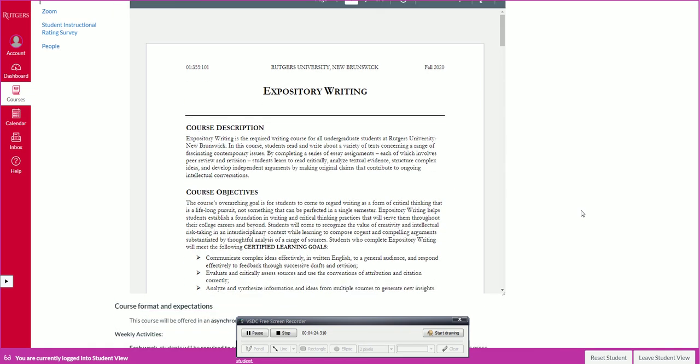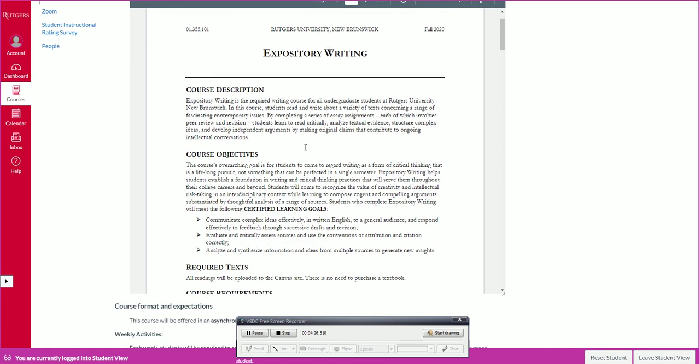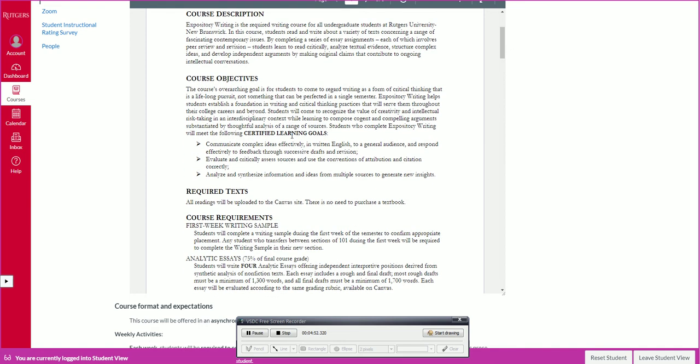Okay, so expository writing is the required writing course for all undergraduate students at Rutgers. You read a variety of texts concerning a range of contemporary issues, and then you complete a series of essay assignments with peer review and revision. So, there's a focus on reading critically, analyzing evidence, creating an original argument. Okay, that's kind of the meat of the course. All right, and the certified learning goals are as follows here.